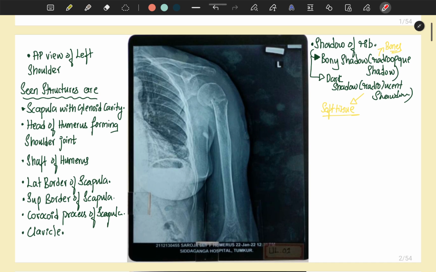Now here, what are the structures or the bones visible? First is scapula. See, you can appreciate somewhat. This is scapula. Here in the scapula, this is glenoid cavity, where the head of the humerus articulates to form the shoulder joint, which is ball and socket type.